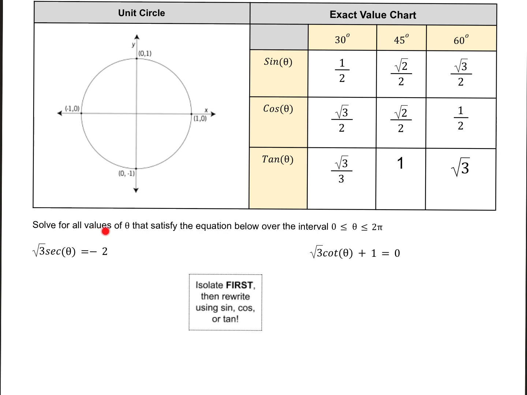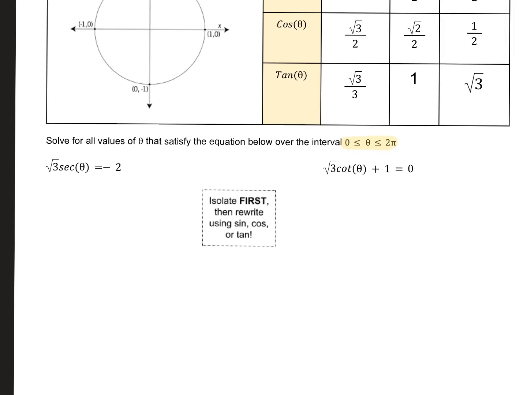They say solve for all values of theta that satisfy the equation below over the interval from 0 to 2 pi. This means we want our answer in radians. If it was in degrees, we would say from 0 to 360. So we're going to do the same thing that we did before on the first page, and we're going to let x equal the trig function that we see.